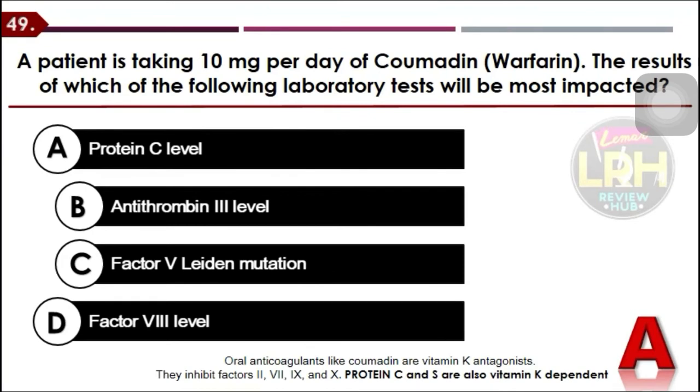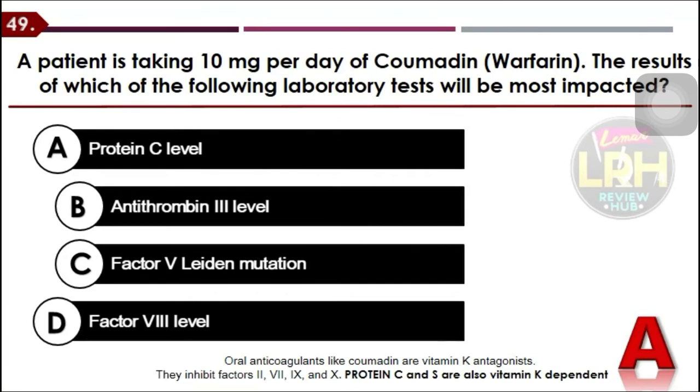Now, remember, oral anticoagulants like Coumadin and vitamin K antagonists, they inhibit factors 2, 7, 9, and 10. So, to include protein C and S, which are also vitamin K dependent. So this Coumadin or warfarin, again, crosses the placenta and is not present in human milk. This is not recommended for pregnant and lactating women.